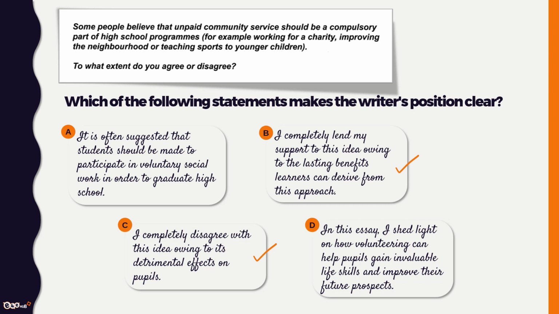Yeah. Now, on the contrary, C has a diametrically opposite view. It says, I completely disagree with this idea owing to its detrimental effects on pupils. So the writer is in strong opposition to the idea of bringing in community service in high schools because he thinks it's going to have a negative impact on pupils, students, learners. Yeah. Now, B and C give us a clear-cut position of the writer. What about sentences A and D?